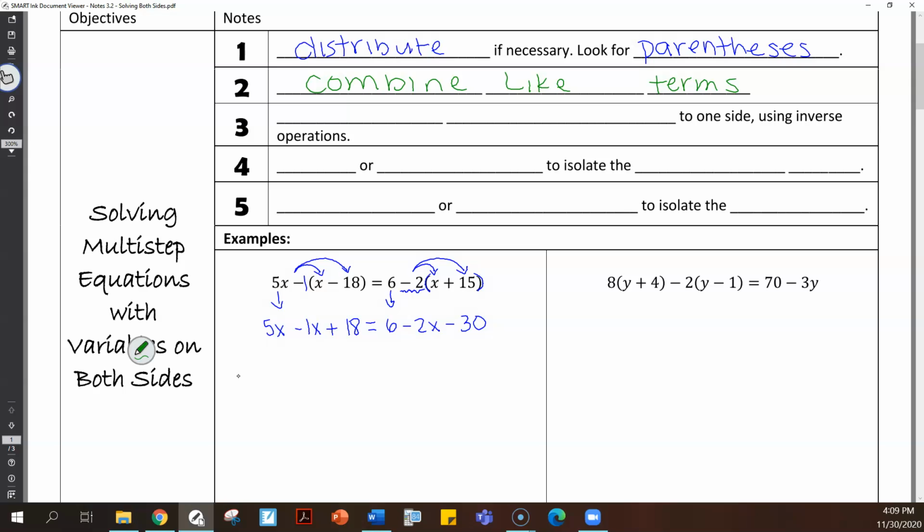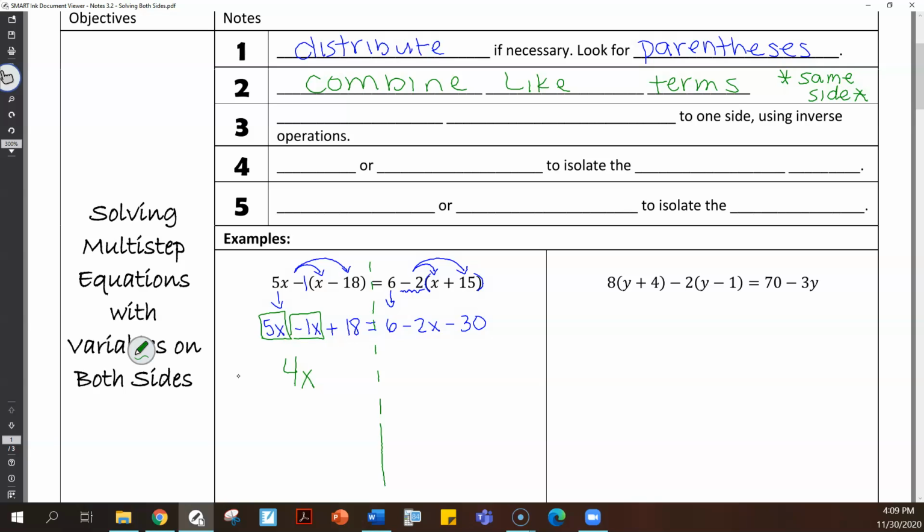Remember that like terms have exactly the same variable or no variable at all. And remember, when I'm working with this, I can only combine like terms that are on the same side of the equal sign. So I'm going to look at each of these sides and see if there's anything I can do to simplify. So on my left side, I have a 5x, a -1x, and an 18. 5x and -1x both have x's, so those are like terms. And I can combine those by adding the numbers in the front. 5 plus -1 is 4, and then x just comes along.